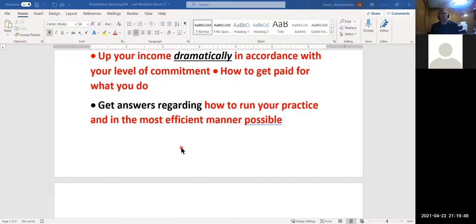Quit treating people's wallets. If you show them you have what they want, they will find the money to pay you. I don't care if it's cash or insurance. I have several doctors that are on a cash basis only, and they're doing just as well as the ones that are on insurance, with a lot less hassle, by the way.